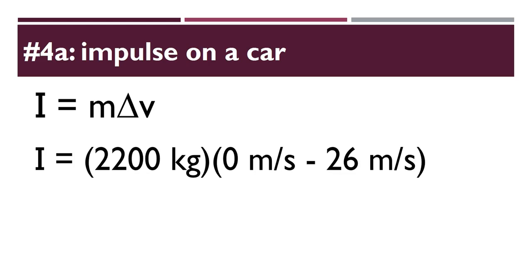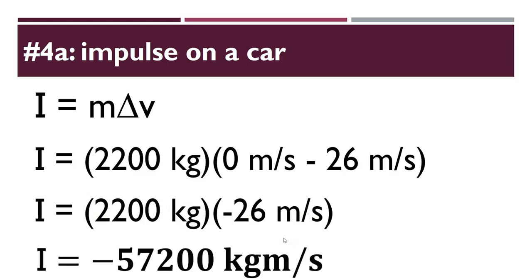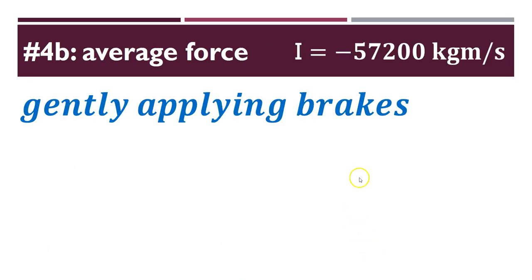Notice that time has no bearing on our answer here. We're just looking for the impulse. What's our change in momentum? So 2,200 kilograms times negative 26 meters per second gives us an impulse or a change in momentum of negative 57,200 kilogram meters per second. Well, now what can we do with that? Let's look at the second part of the question.